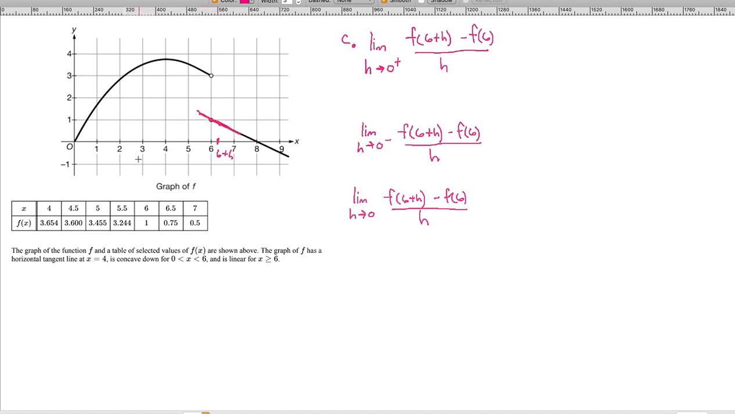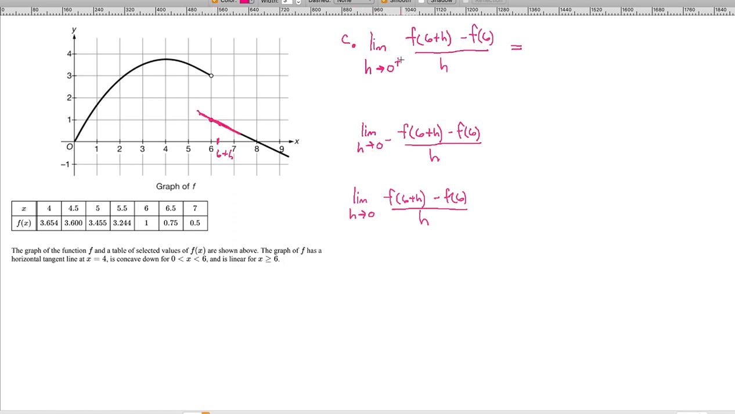which is just the slope of this line. And we could just compute the slope of this line, and that will give us this value. That's if h values are greater than 0, because then that means that 6 plus h is to the right of 6.